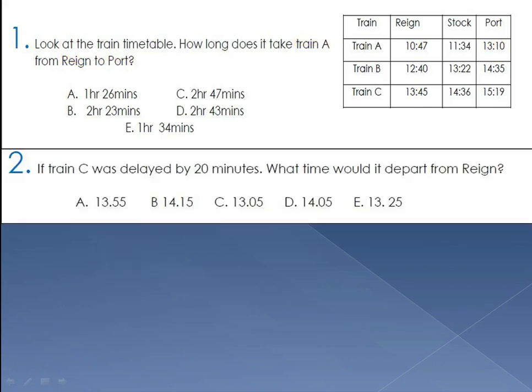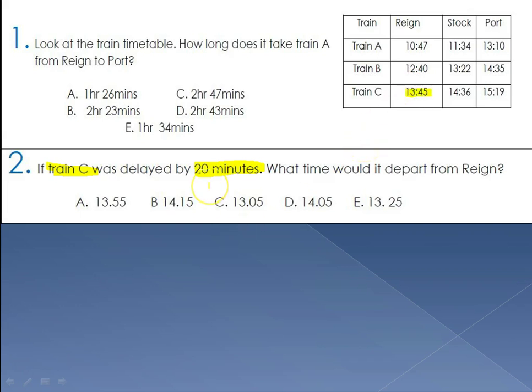Question 2 is part of this train timetable. It says, if train C was delayed by 20 minutes, what time would it depart from Rain? So train C would be key. I would highlight this, and don't be afraid to highlight it on your paper as well. Train C was delayed by 20 minutes. What time would it depart from Rain? We have train C here, and we have Rain, so we go down to train C. It was meant to leave at 13:45.